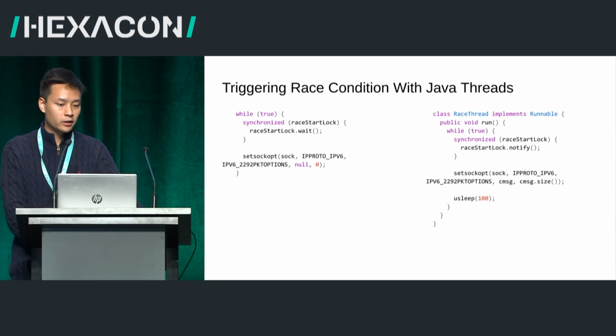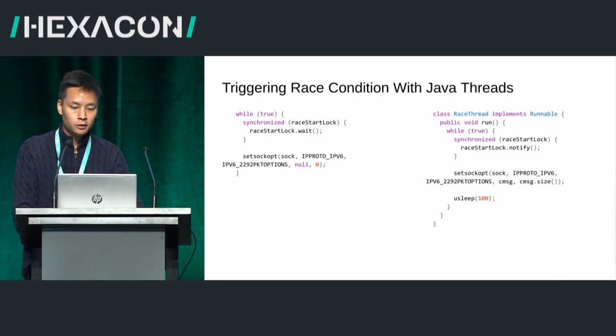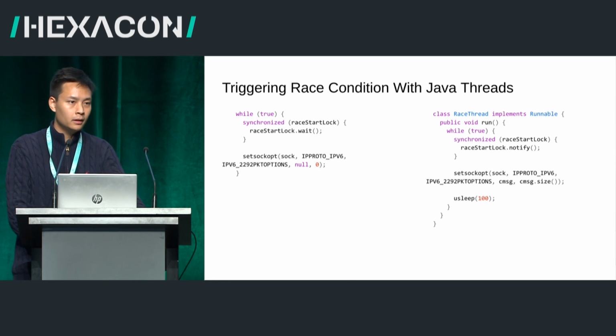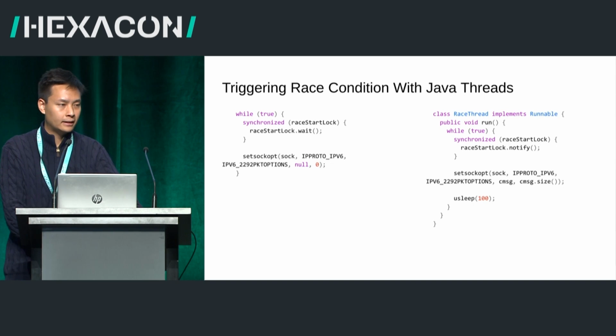And this bug can be triggered with our more powerful Java code. We can spawn a race thread which continuously tries to use the packet options. And in the main thread, we continuously try to free the packet options. We can even use Java sync primitives to coordinate the race. And if we win this race, we have a dangling pointer, and we can reclaim the freed object by spraying.